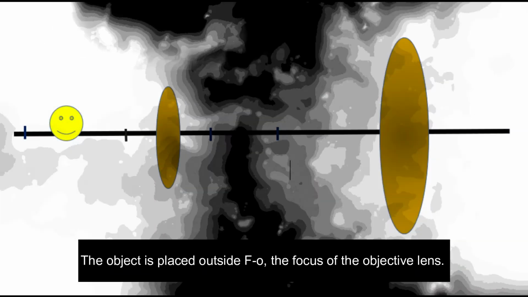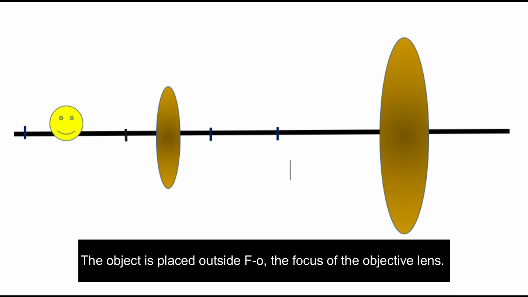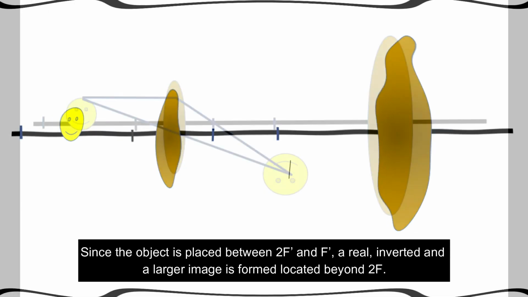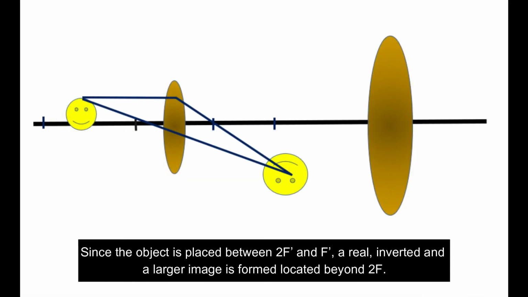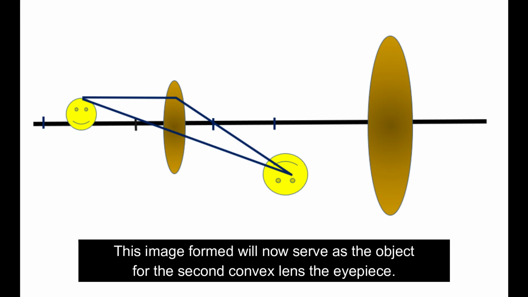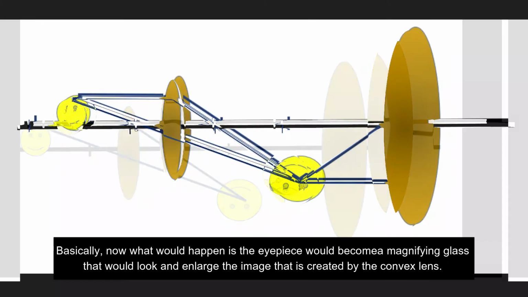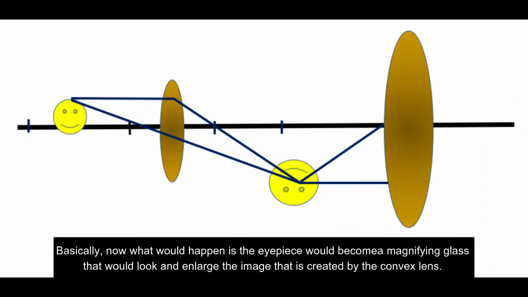The object is placed outside Fo, the focus of the objective lens. Since the object is placed between 2F' and F', a real, inverted, and larger image is formed located beyond 2F. This image formed will now serve as the object for the second convex lens, the eyepiece. Basically, the eyepiece will become a magnifying glass that will enlarge the image that is created by the first convex lens.